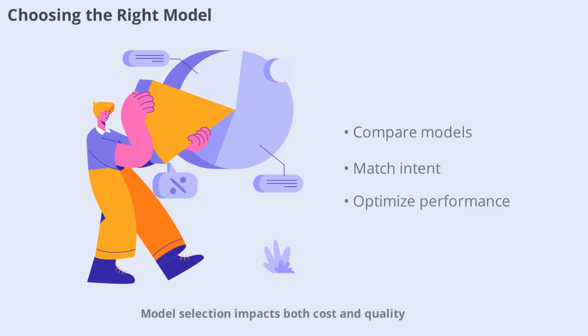Model selection impacts both cost and quality. Evaluate different models on your gold standard dataset, considering accuracy, latency, and cost. Use intent routing to match queries with the most suitable model, ensuring optimal performance for every user request.